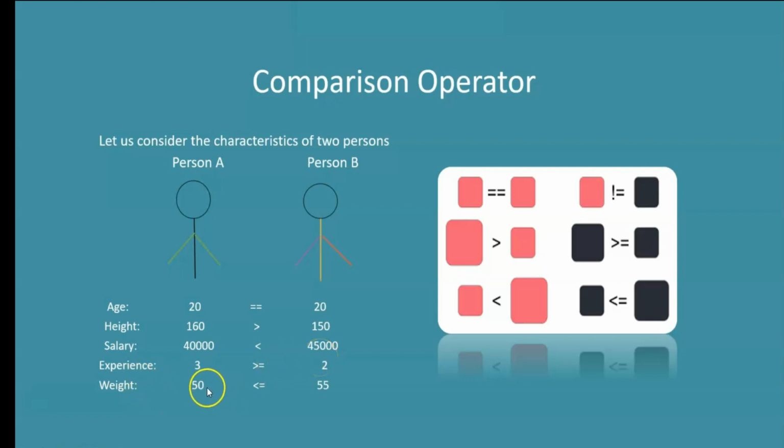Likewise, in weight, 50 is less than or equal to 55. Yes, 50 is less than or equal to 55, right? It is not equal, but it is less than. So one of the conditions is satisfied, but the other is not. 50 is not equal to 55, right? So in that case also, it works as an OR condition, and the result will be true.